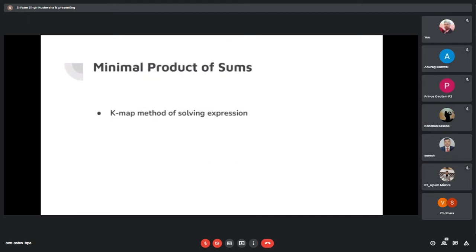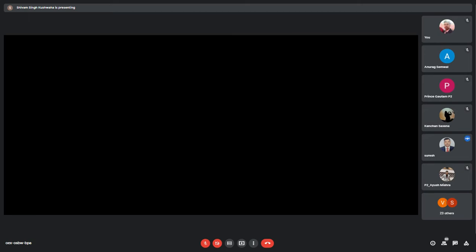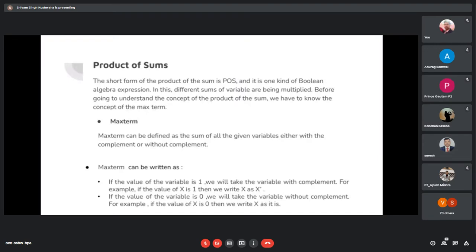Now the minimal product of sums, in this we will be using the K-map method. Now come to the product of sums. The short form of the product of sums is POS, and it is a kind of Boolean algebra expression. In this, different sums are being multiplied, and those different sums are max terms. Now a max term can be defined as the sum of all the given variables either with the complement or without complement.